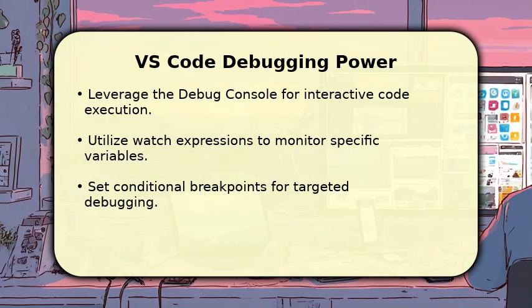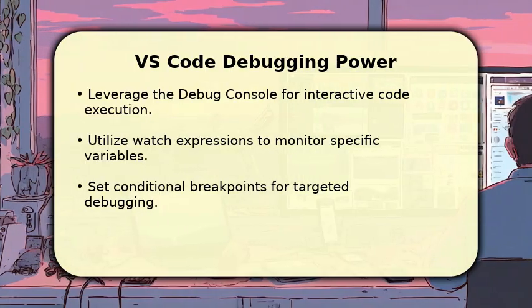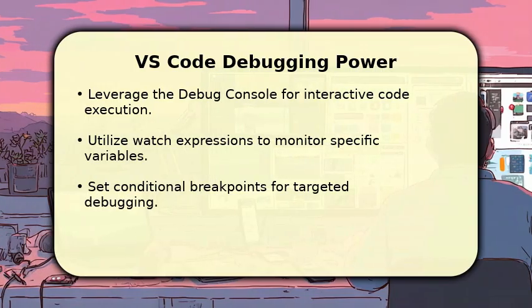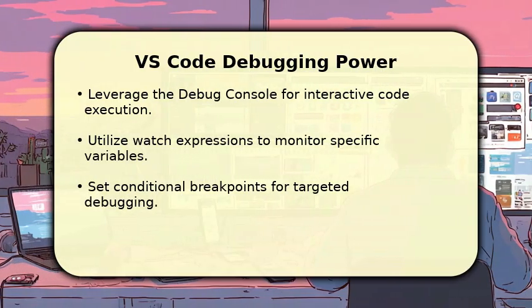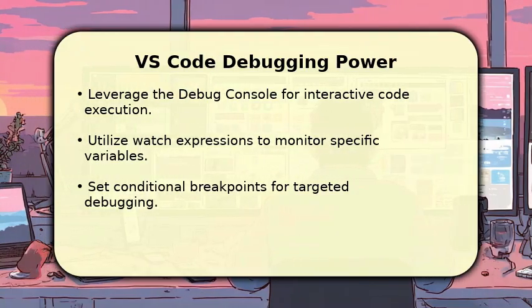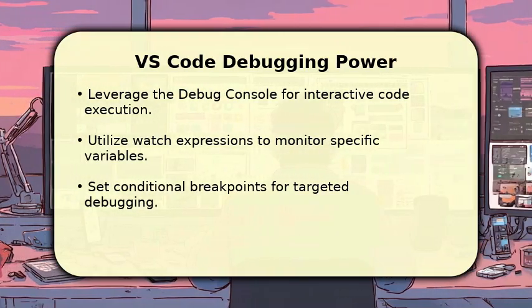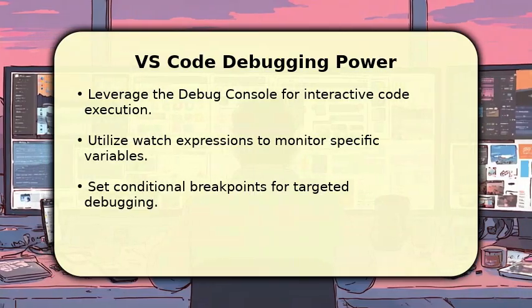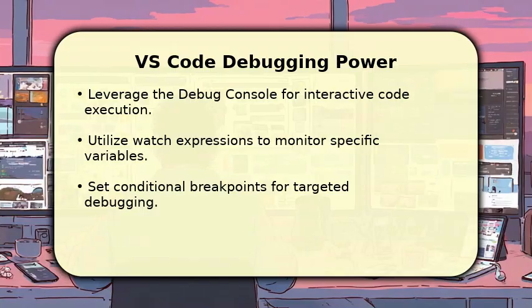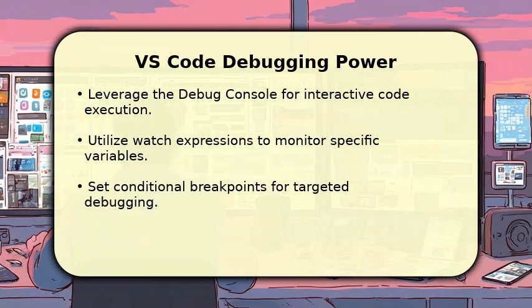VS Code offers powerful features to enhance your debugging. You can leverage the debug console for interactive code execution, testing expressions and commands on the fly. Utilize watch expressions to continuously monitor specific variables, observing their changes throughout your program's run. Setting conditional breakpoints allows you to pause only when certain criteria are met, saving valuable time.